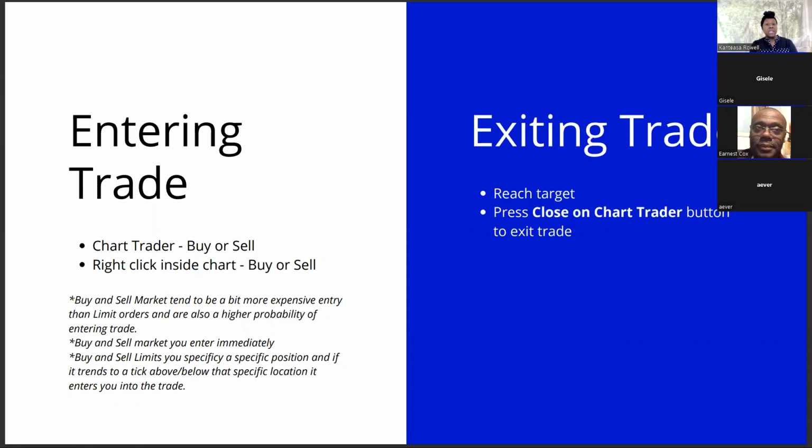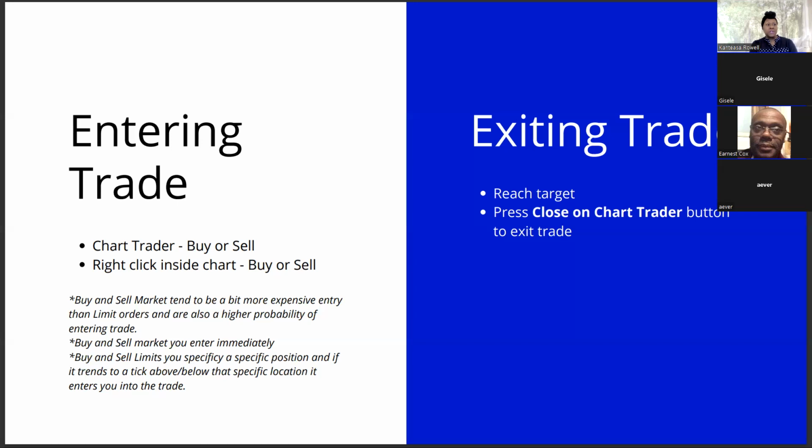And keep in mind the limit orders, the market has to trend to the location in which you have placed your limit order or specified your limit order. And then it has to go one tick above or one tick below to get you into the trade.